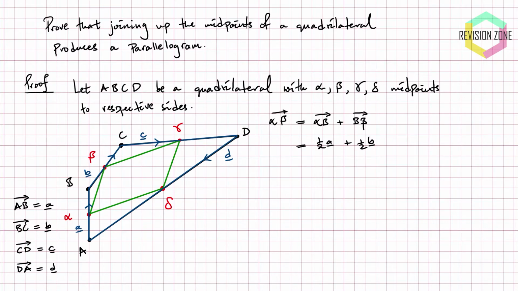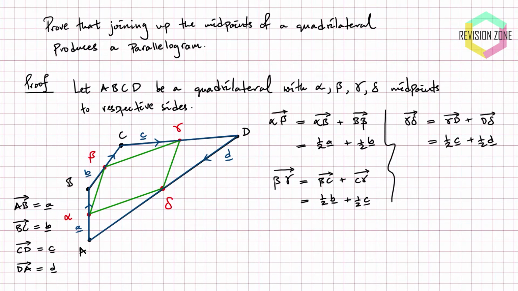So now we repeat this for beta gamma, so this side here. We want to start from beta, we want to go to C, that's a half B, and then we want to go from C to gamma, that's a half C. So it's going to be a half B plus a half C. All right. We now repeat this for gamma delta. We want to start at gamma, go to D, that's a half C, and then from D to delta, that's a half D. So we get a half C plus a half D as our vector gamma delta. And lastly, we have delta to alpha. We go from delta to A, that's a half D, and then from A to alpha, that's a half A, obviously. So we get a half D plus a half A.